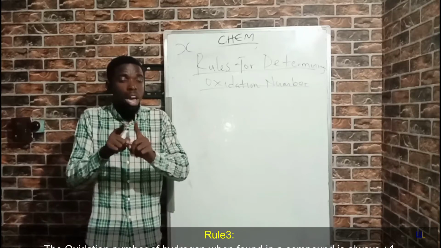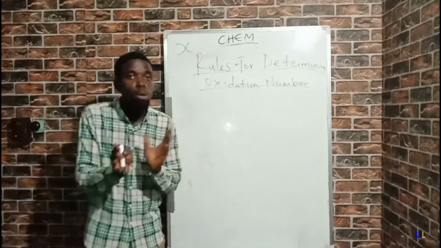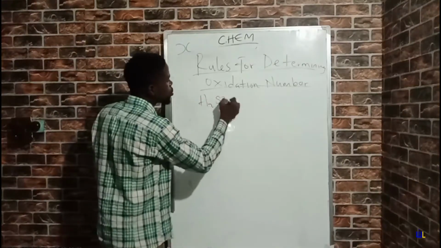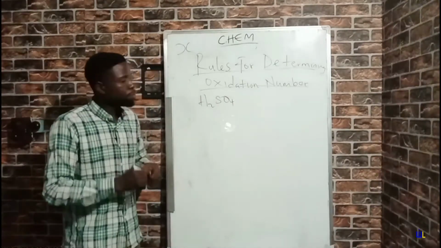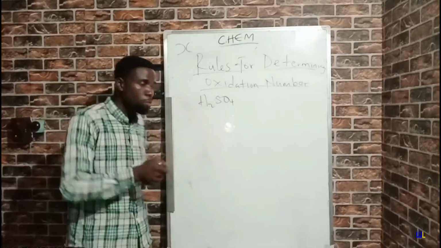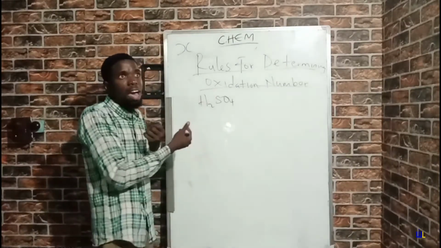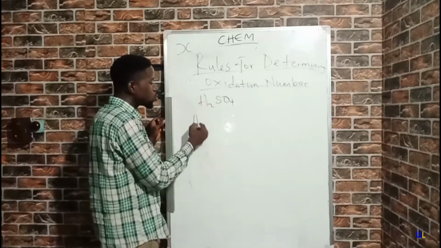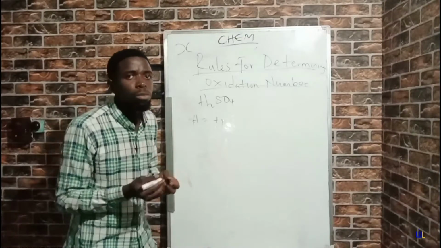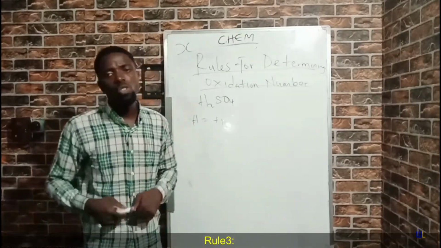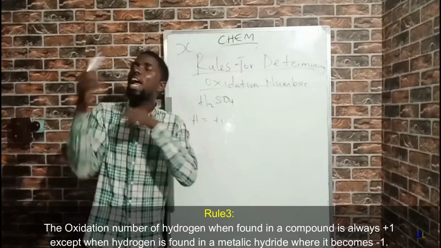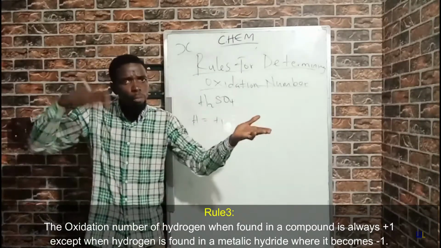So anywhere you see hydrogen, it should be +1 when it is in a compound. So if I am to ask you, I have a compound H2SO4, and I ask what is the oxidation number of hydrogen inside this compound. Obviously, because hydrogen everywhere is +1, hydrogen here also is equal to +1. That's the oxidation number. However, there is an exception. The exception is when hydrogen is found in what we call a metallic hydride. Look at the name, metallic hydride. It means a metal combined with hydrogen.